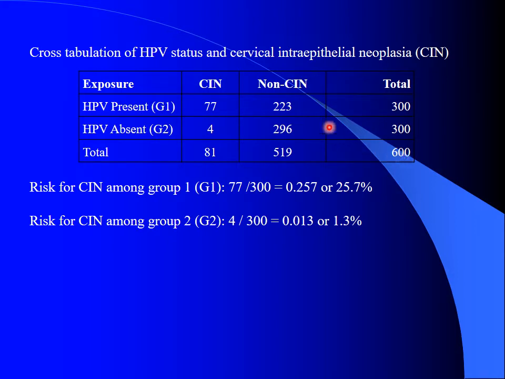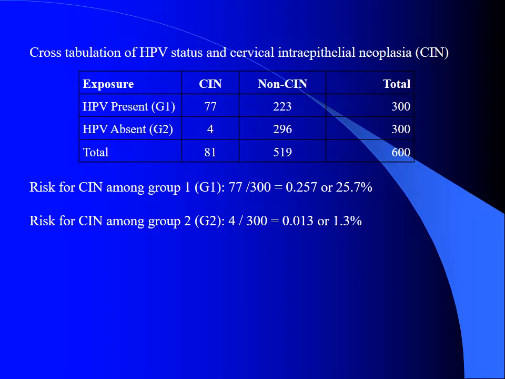We can also see this individually in a group of HPV positive women. Out of 300 HPV positive women, 77 are found with precancer. So that is about 25.7%. There is another group, HPV negative. Out of 300 women, precancer was found in 4, so 4 divided by 300, which is 1.3%. This comparison we will take up in the next talk.